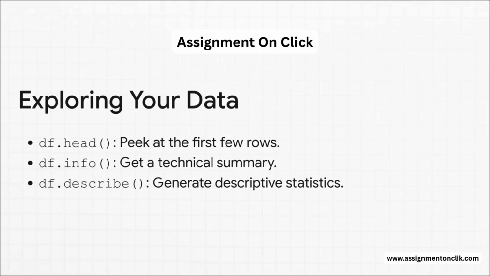Now, Pandas gives us some amazing commands to get a quick first look at our data. Think of these as a quick health check. df.head lets you just peek at the first few rows to make sure everything loaded in correctly. df.info is like a technical x-ray, giving you a summary of your columns, how many values are missing, and what data types everything is. And df.describe, oh, it's a powerhouse. It instantly calculates key stats like the mean and standard deviation for all your numerical columns. These three should be the first commands you run every single time.